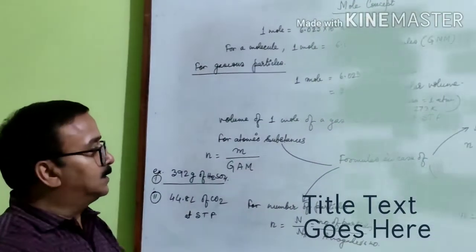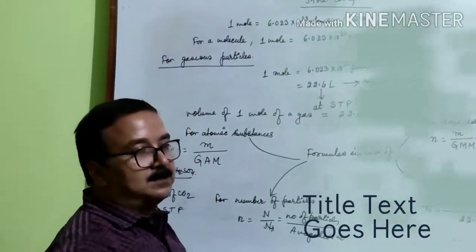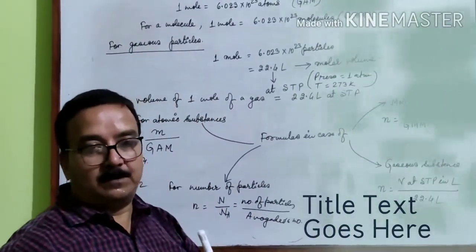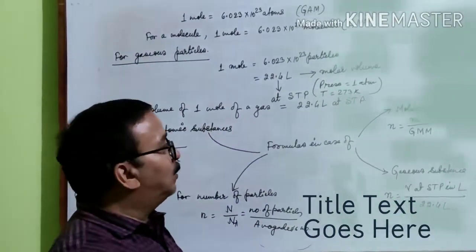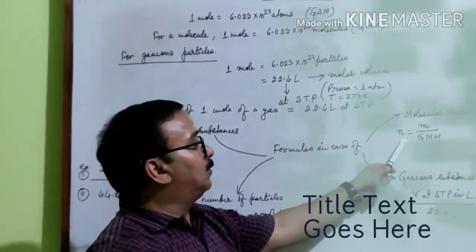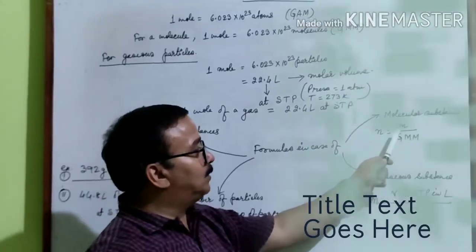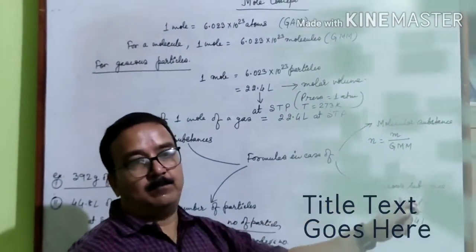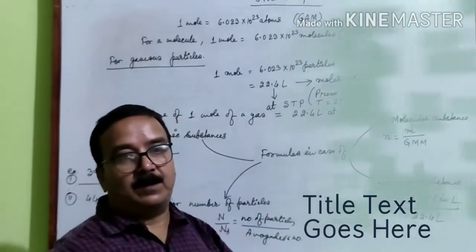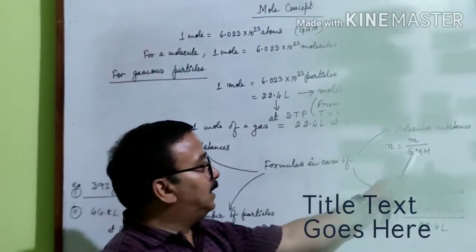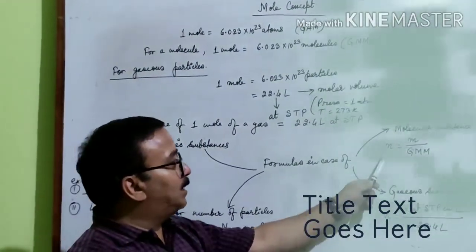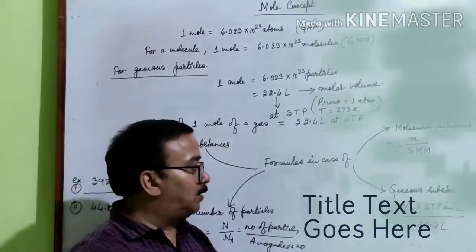Now the third case is if the given species involves a molecule. If the numerical involves a molecule, then how to calculate the number of moles? The formula is n equal to m divided by GMM, gram molecular mass, where m is the given mass of the sample and GMM is the gram molecular mass of the sample. It is applicable when a molecule is involved.